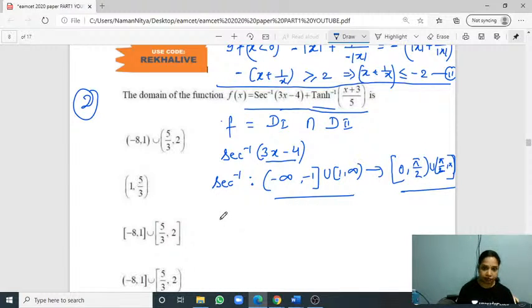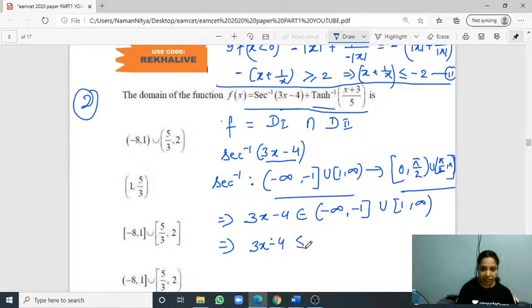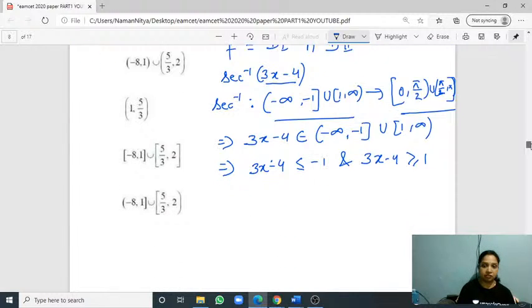So we can say this implies here 3x minus 4 will lie in minus infinity comma minus 1 union 1 comma infinity. So what is the meaning of this? This implies 3x minus 4 is less than or equal to minus 1 and 3x minus 4 is greater than or equal to 1. The meaning of this is the same only.